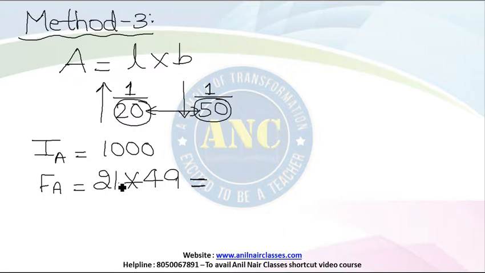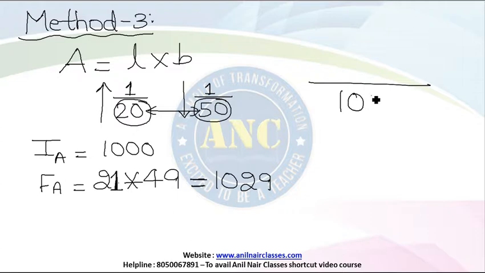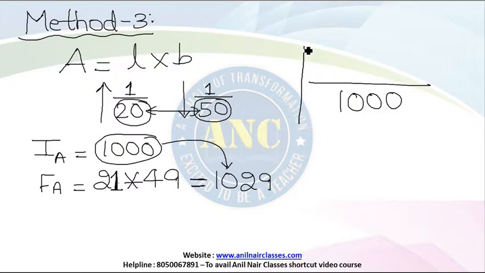It is 980, and it is 21. That means add another 49 for 980. 980 plus 49 is 1029. That means initially it was 1000. Put it in the denominator. 1000 is becoming 1029. There is an increase of 29. That means 29 by 1000. It is finally 2.9 percentage itself.